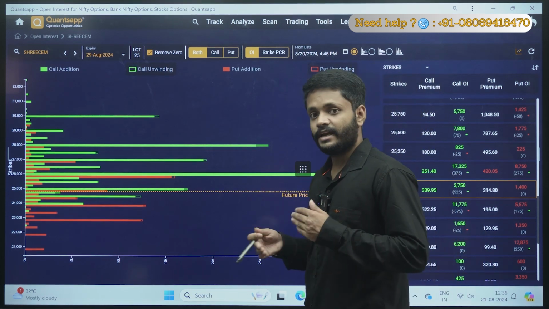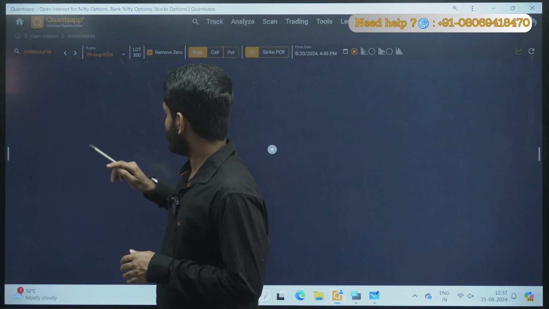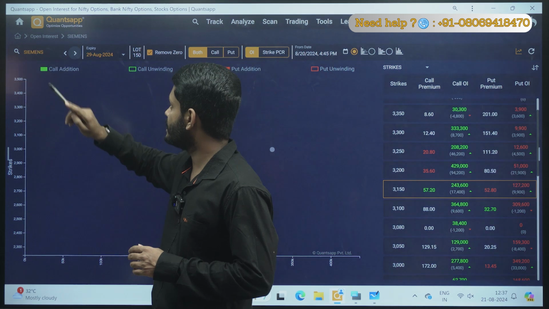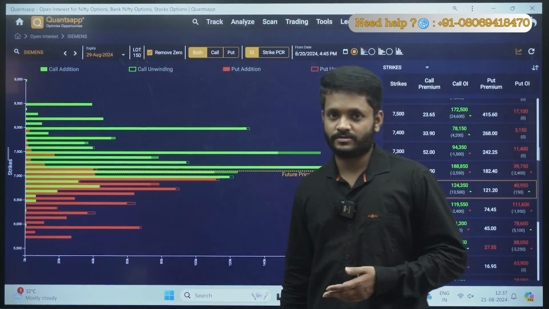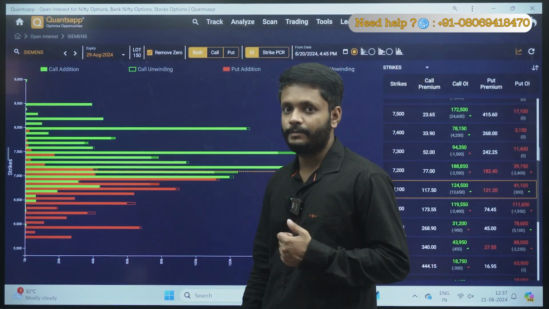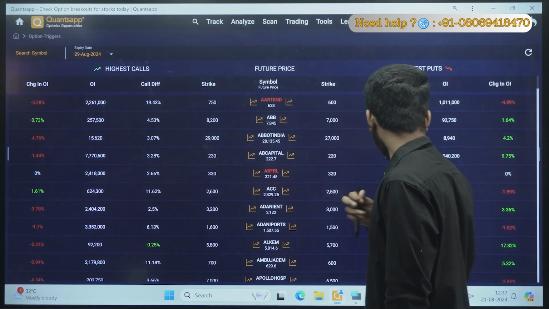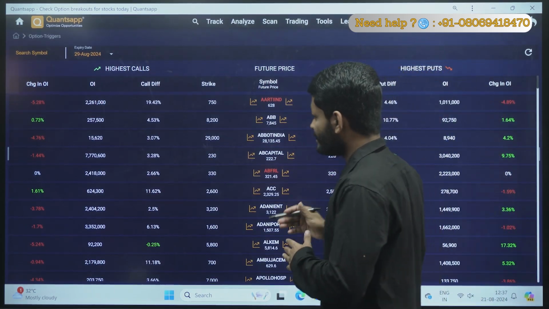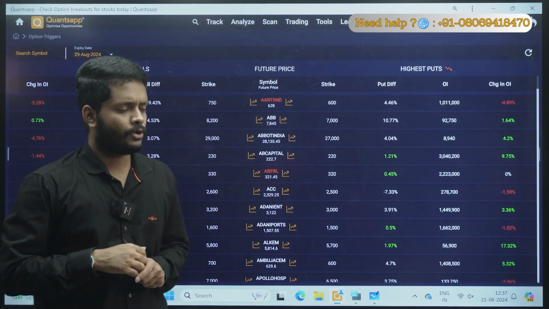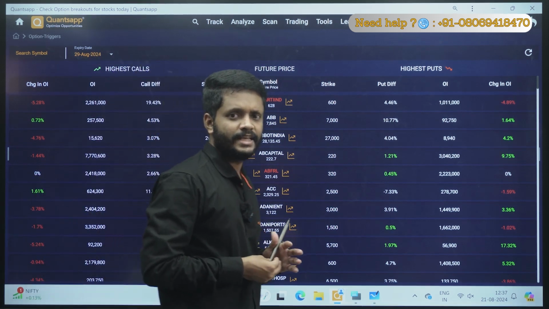So for each and every stock I need to go and manually check where is the support and where is the resistance. It becomes a tedious process for me. So instead of that, what I will be doing is go to Track, go to Triggers. Now what is Triggers? This is a simple analytical tool which even a beginner will easily understand.